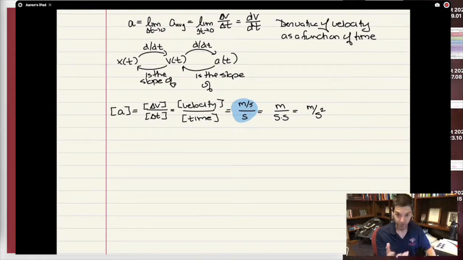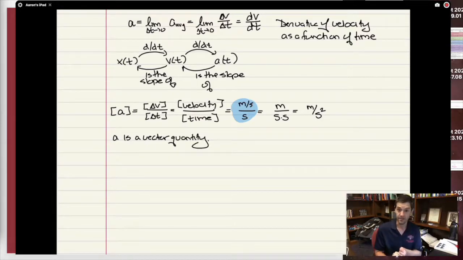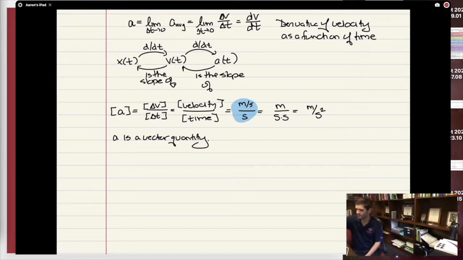And again, luckily we can just draw from everything we've already done. I don't have to really teach anything new, because I can also say that A is a vector quantity. Again, meaning that the sign matters. A positive acceleration means the velocity is changing towards the positive direction. A negative acceleration means the velocity is changing towards the negative direction, which is a little bit more abstract to envision.